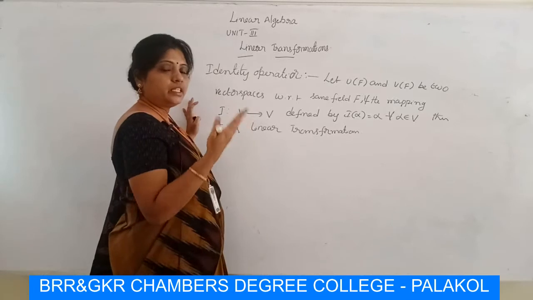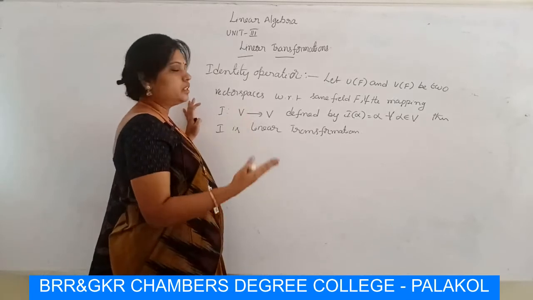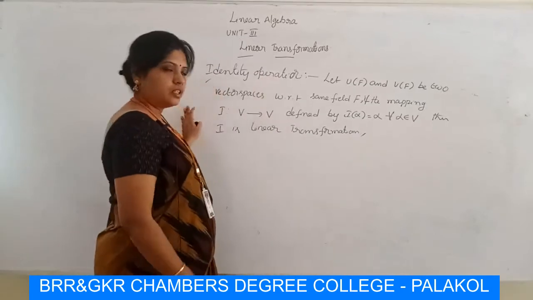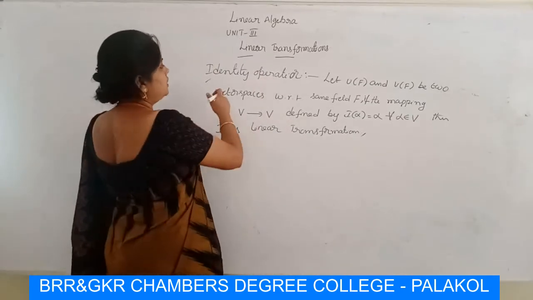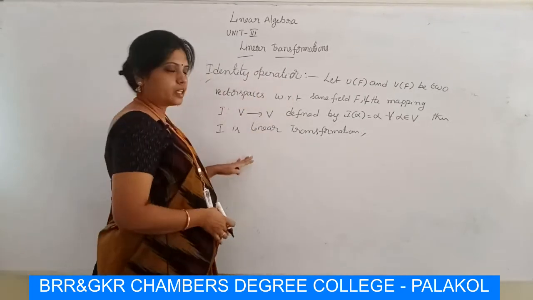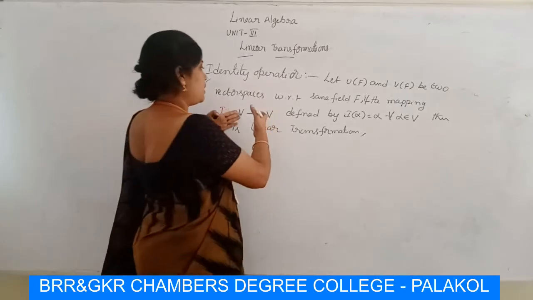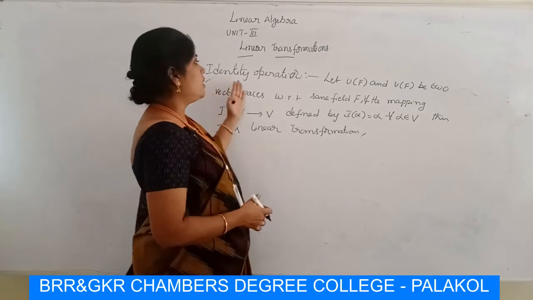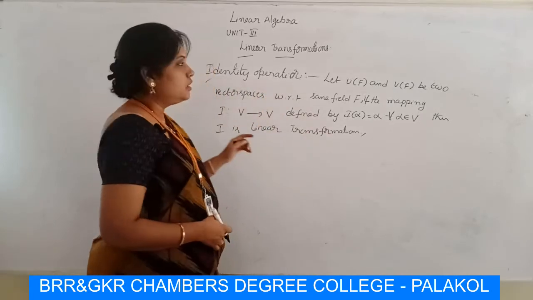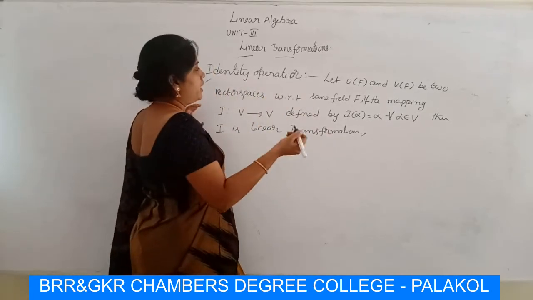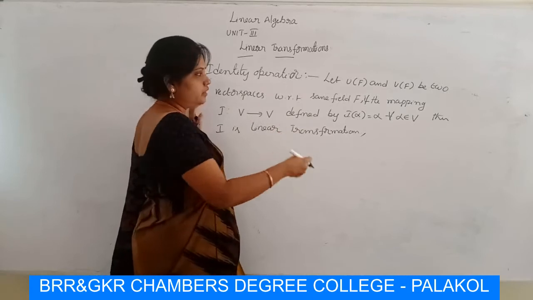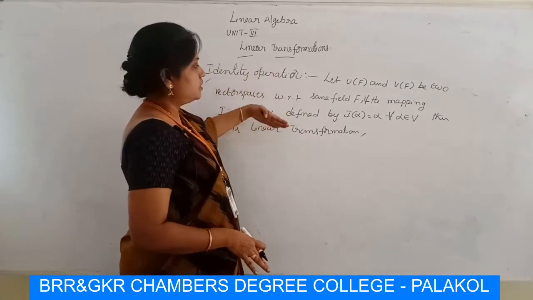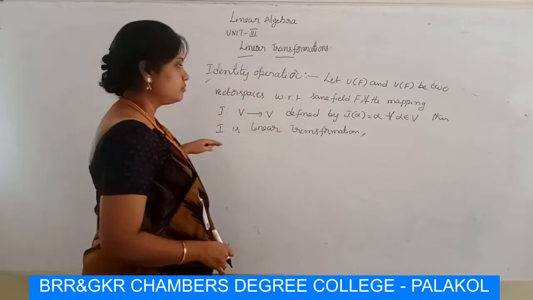Define linear transformation. Then we write the definition of linear transformation. This is a statement for the identity operator. Now we have to prove this mapping is a linear transformation. Then it is called the identity operator. Statement of this theorem. Proof.